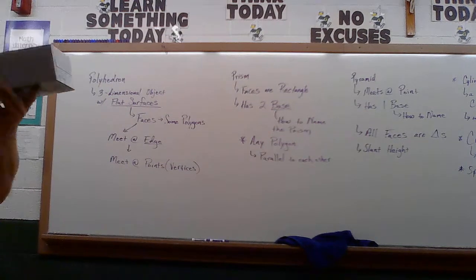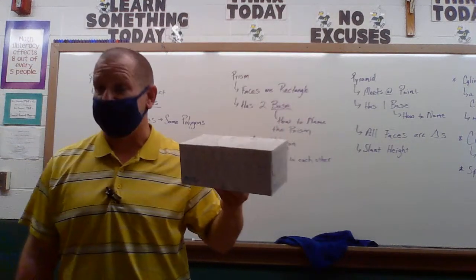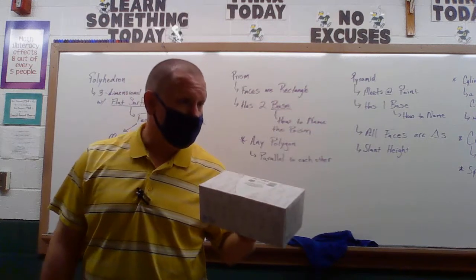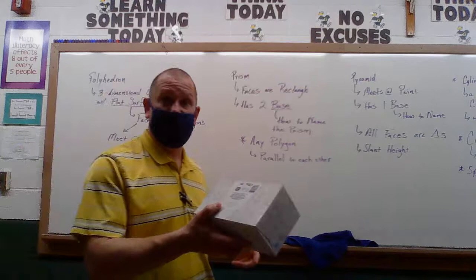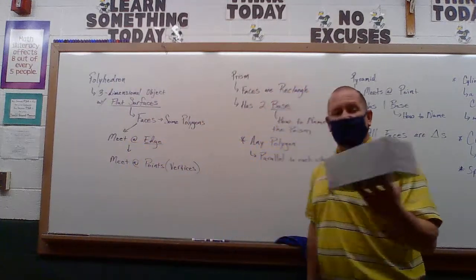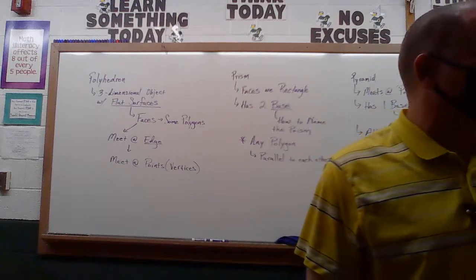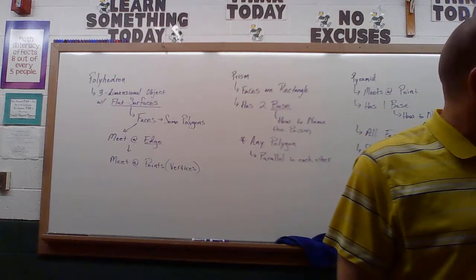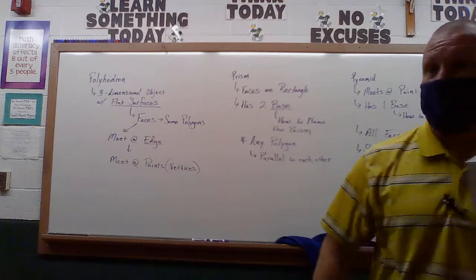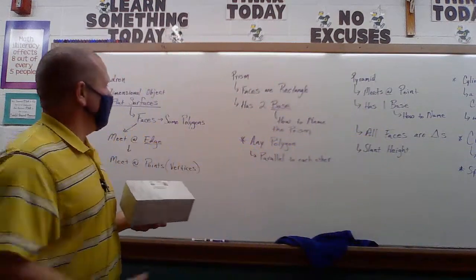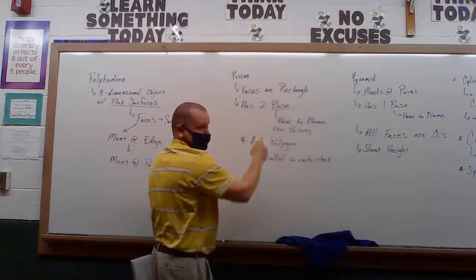So, what is this shape? What is this polyhedron? What would you call this if I asked you what's this name? A rectangular prism, right? Everybody agree with that? So from here then, if I asked you what are my shapes in a rectangular prism, what would you say? Squares and rectangles, right? We don't know if this is a square or not, but they're all definitely rectangles, right? So the faces in a prism are always rectangles.